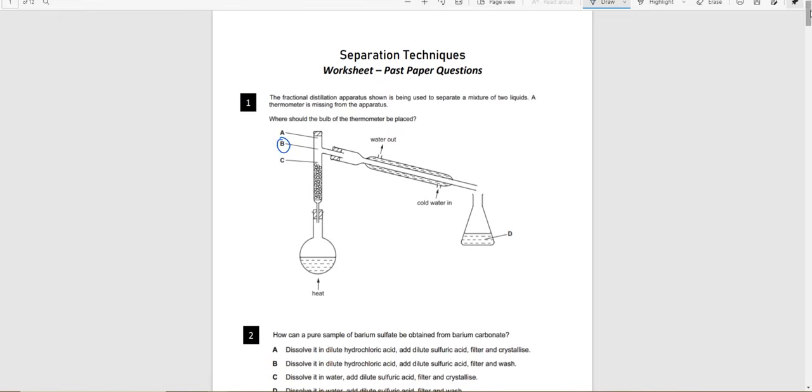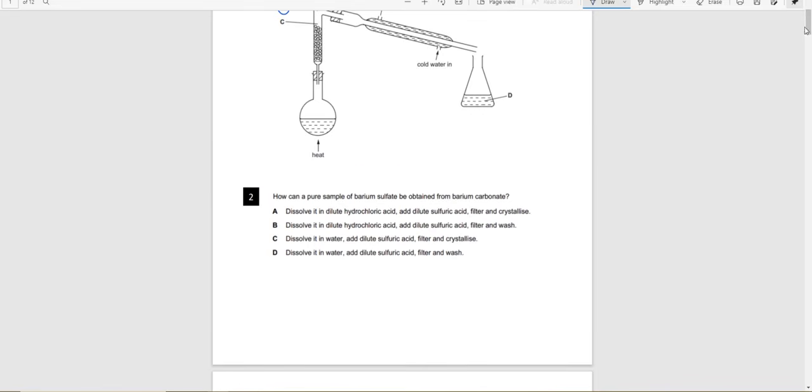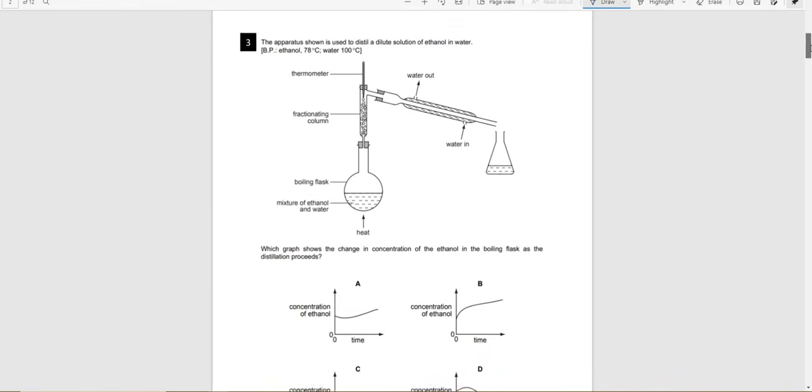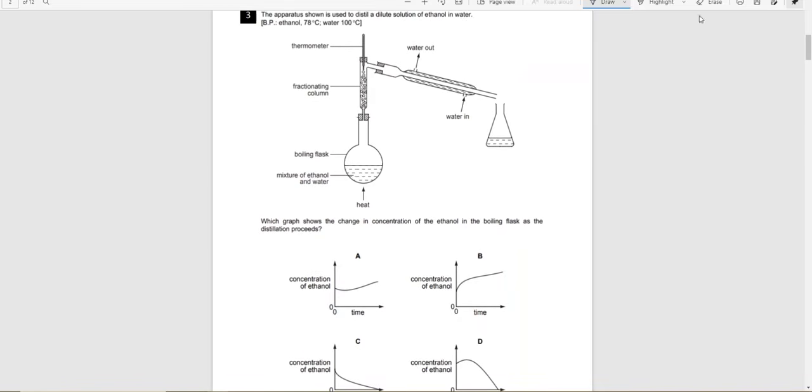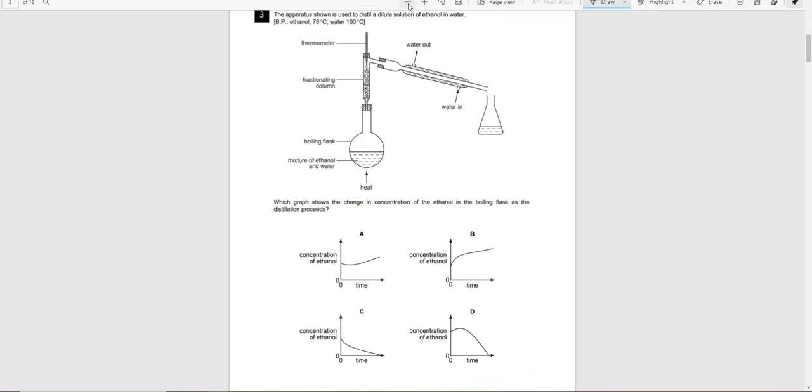Okay. Question number 2. In fact, question number 2 is from Solve, so it would be better if we do question number 3. Let me zoom out a bit. Okay, the apparatus shown is used to distill a dilute solution of ethanol in water. Which graph shows the change in concentration of the ethanol in the boiling flask as the distillation proceeds?